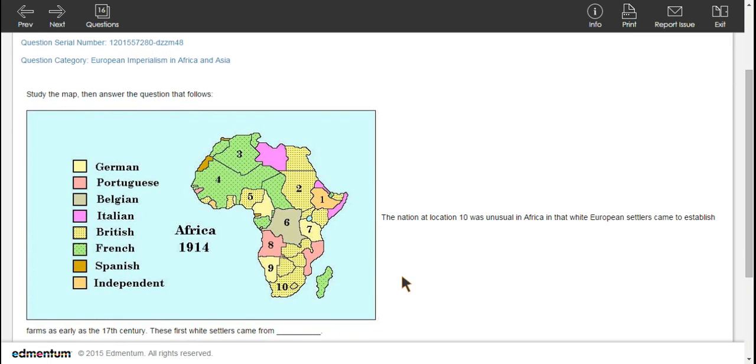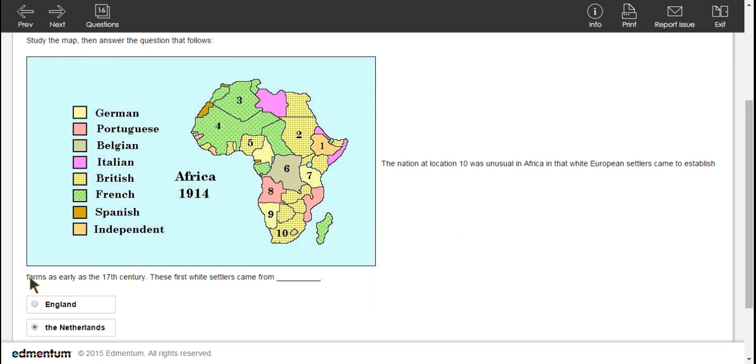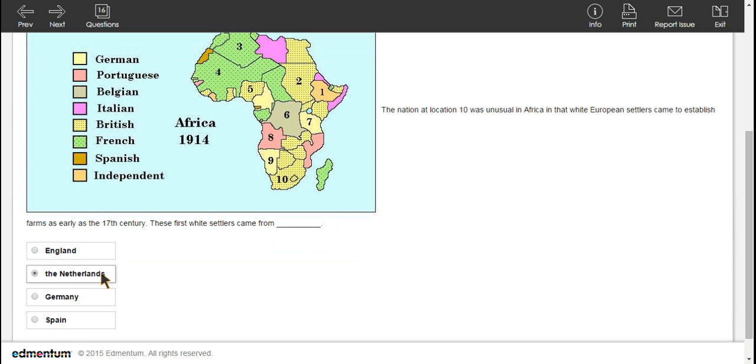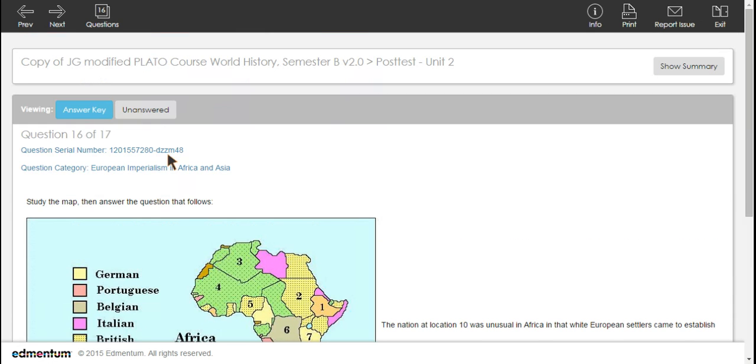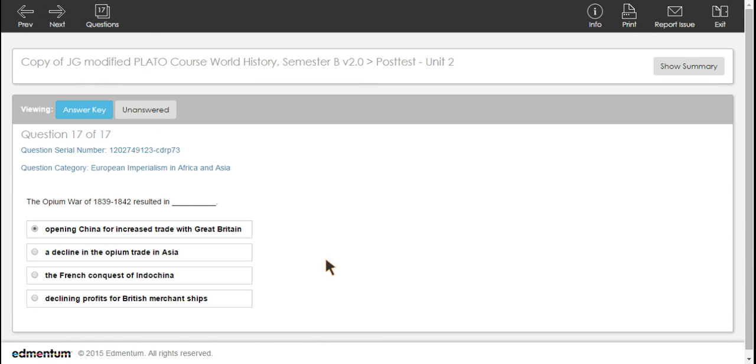Study the map, then answer the question that follows. The nation at location 10 was unusual in Africa in that white European settlers came to establish farms as early as the 17th century. These first white settlers came from, all right, so number 10, that's right down here. That is modern day South Africa. So these people came from England, the Netherlands, Germany, or Spain. Correct answer is Netherlands. And I believe that's where the language Afrikaans comes from, I think. Could be wrong. All right, last question.